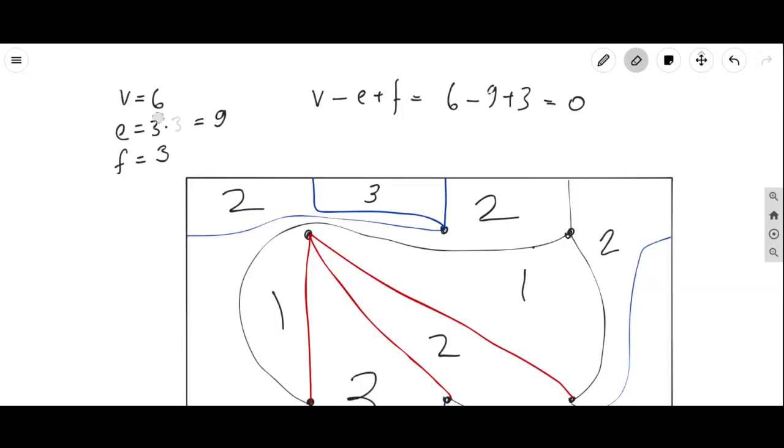The Euler characteristic of a torus is 0. And this makes sense, right? You can see that by embedding it, the number of faces you get is 3, and that's correct. It's equal to the Euler characteristic, which is supposed to be 0, right? This is equal to the Euler characteristic of the torus. So that is correct.